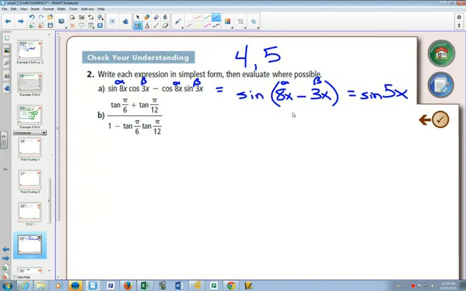For part B, again, I see 2 different angles, so I can imagine this is my alpha, this is my beta. My alpha's here again, and my beta's there again. And I want to look at that formula right above this example. Do I have one that's tan alpha plus tan beta over 1 minus tan alpha tan beta? Yes. That's going to be the first one, right? And the first one is tan alpha plus beta. So this becomes tan alpha plus beta. Here's my alpha, here's my beta.